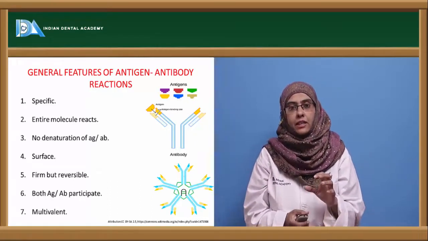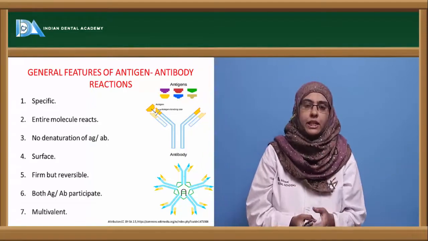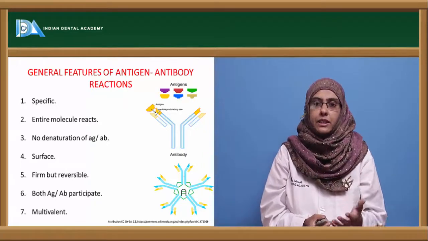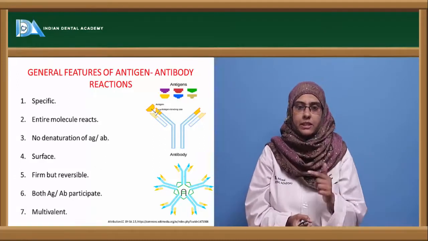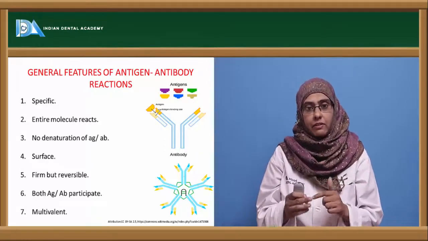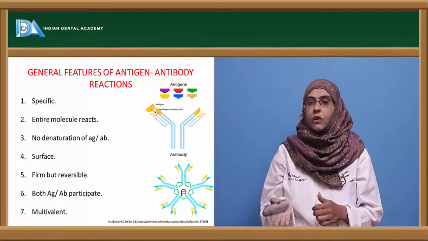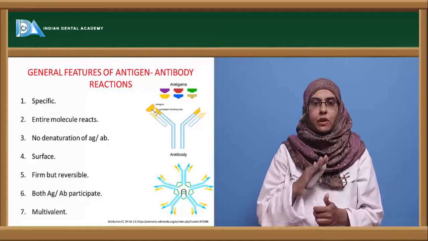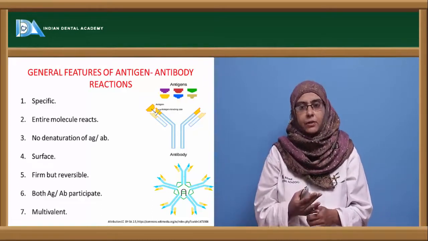Next is that the interaction is on the surface. The antigen usually carries these antigenic determinant sites mostly on the surface, and the antibodies are produced against the surface antigen. In vivo, these antibodies are said to be protective in nature because they interact with the antigen and will not allow the antigen to cause infection by eliciting the immune response.